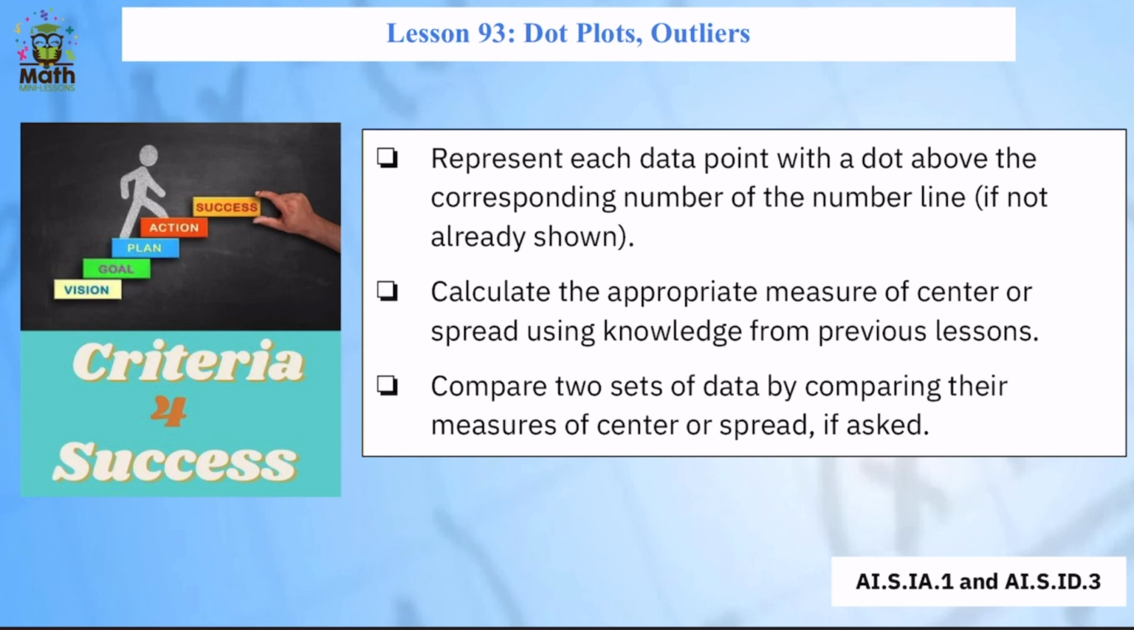Lesson 93, dot plots and looking at outliers. So again, this is another data visual representation that we've done from middle school that we're going to now revisit here in Algebra 1. So here's our criteria for success.